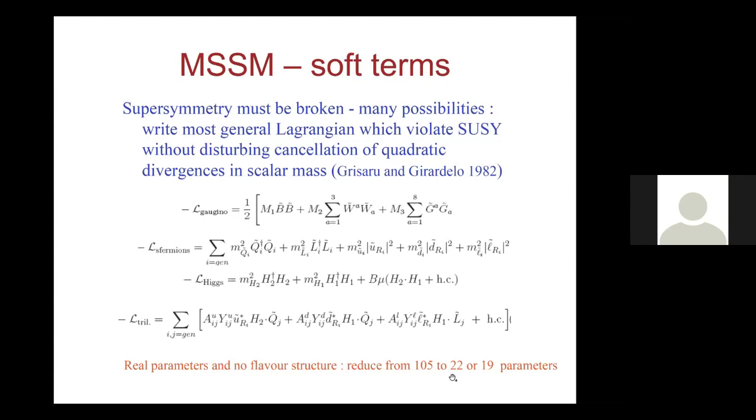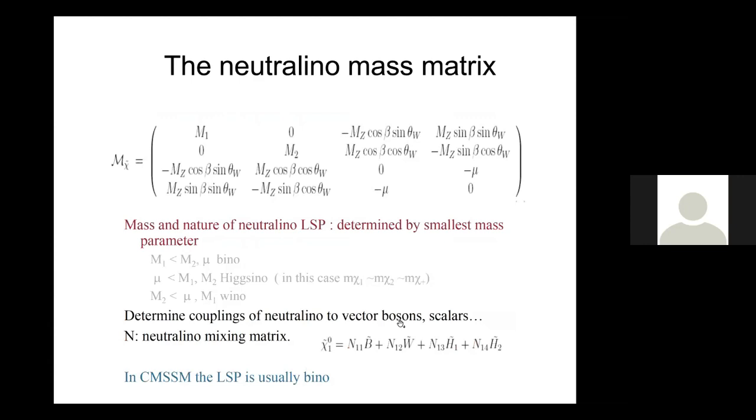These are the gaugino masses, the fermion masses, the parameters of the Higgs sector, and the trilinear couplings listed here. What is relevant for the following discussion is more specifically the neutralino mass matrix. This neutralino mass matrix has four components, as I said before, and the nature of the LSP, which will be interesting for us for dark matter, is determined by the smallest parameter in this mass matrix. So it can be either the Bino mass M1, the Wino mass M2, or the Higgsino parameter mu.